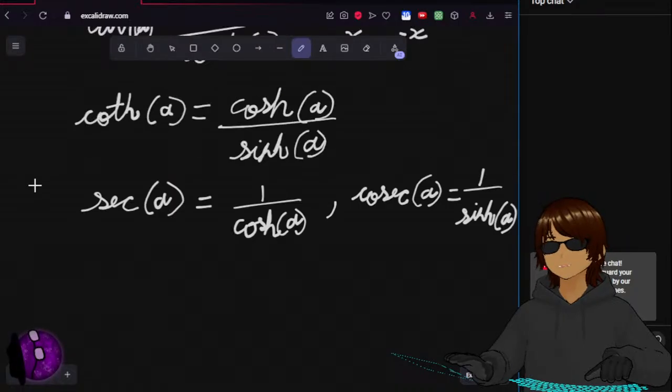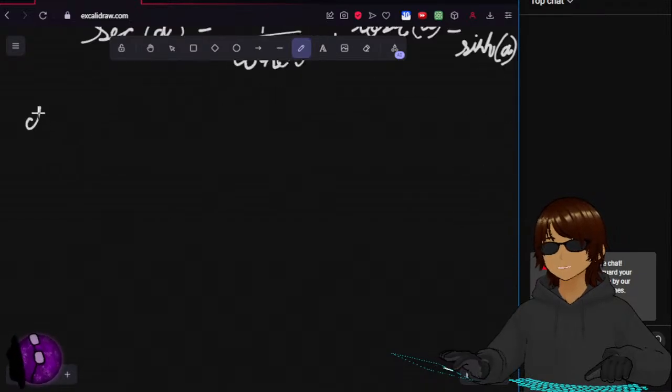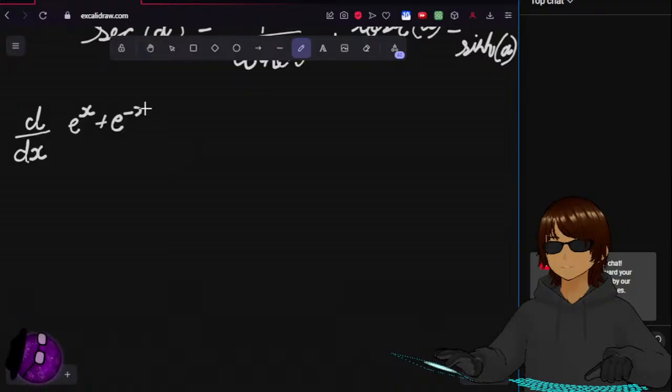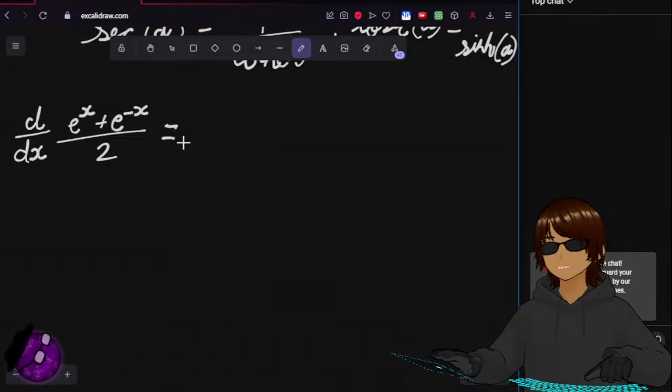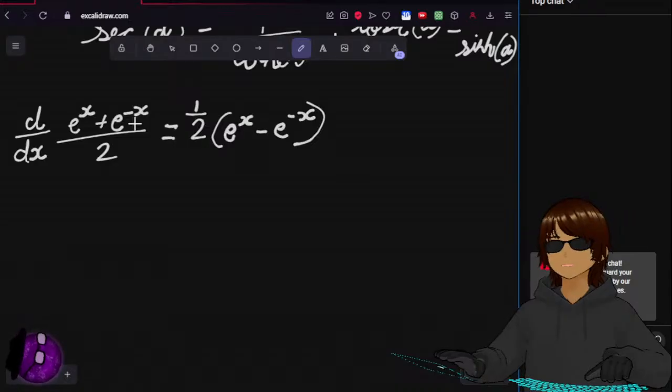Also, since sin h is like this, the derivative of sin h would be, we can take the half out and then we can derivate them separately. So half e to the power of x stays the same, and then this becomes minus e to the power of minus x. If we derivate this with respect to minus x, we get e to the power of minus x, and then if we derivate minus x, we get minus 1. So that's why I wrote minus here.